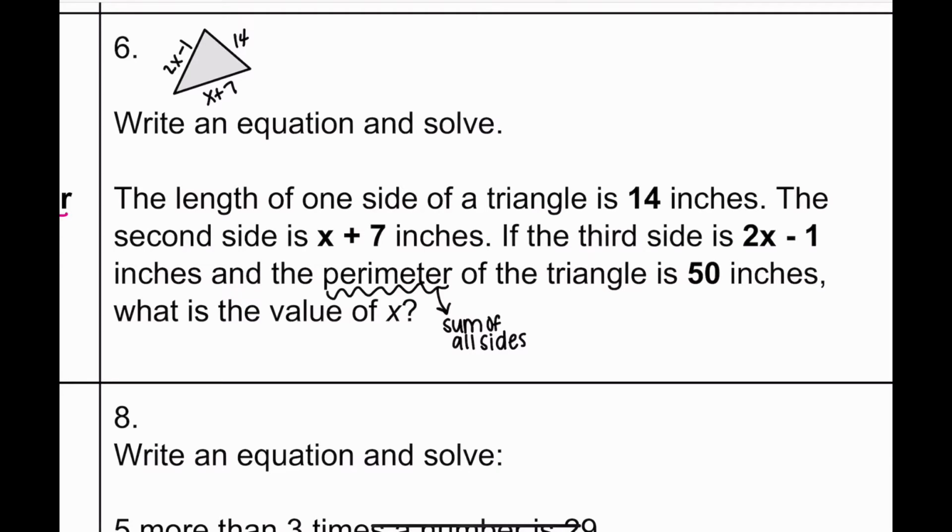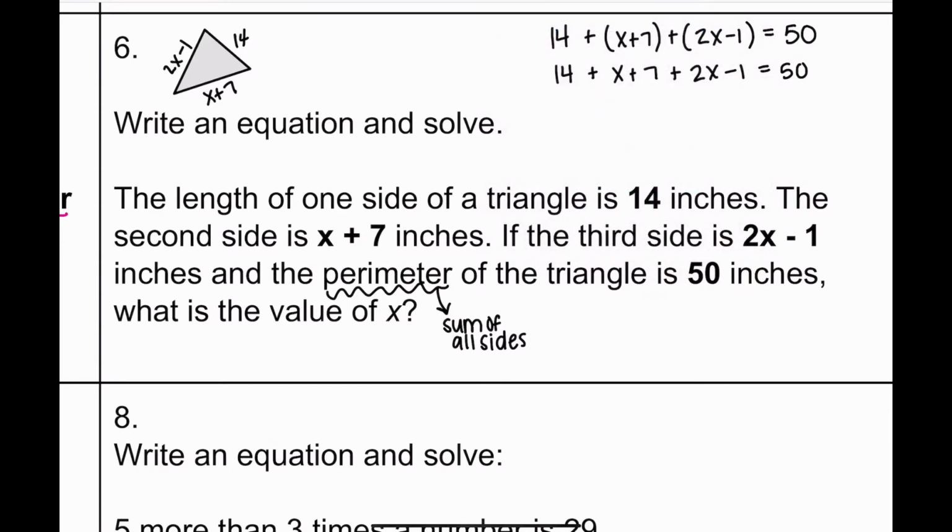So if we sum all the sides, that means we need to add 14 plus x plus 7 plus 2x minus 1. And that total sum is 50. I put these in parentheses so you can see that these are the three individual sides and we are adding them together. Since we don't have anything to distribute, we don't need those parentheses. Now we can combine like terms.